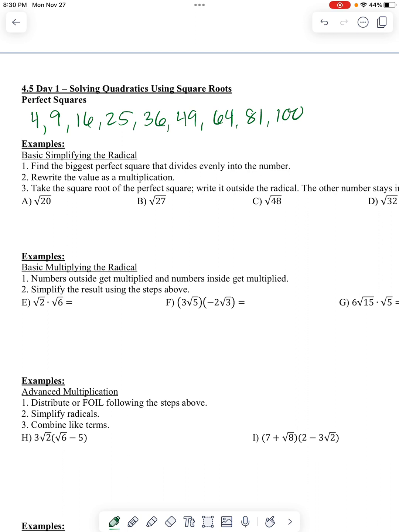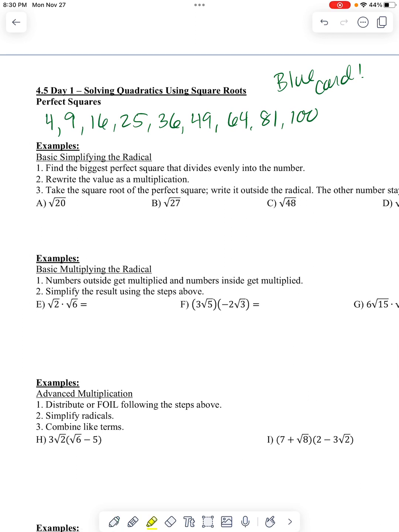Okay, so I would also get out that blue card, your factor card. That'll come in really handy in what we're doing today. So the first thing we're going to do is just simplify. You aren't going to be able to write your answers as fractions or decimals, so you need to simplify the radical, which means you look for the biggest perfect square that goes evenly into the number. That is where your blue card comes in handy.